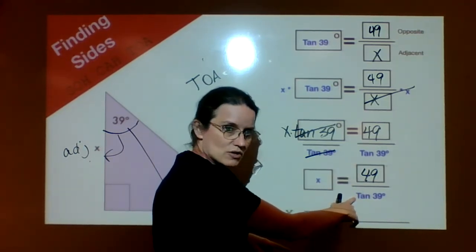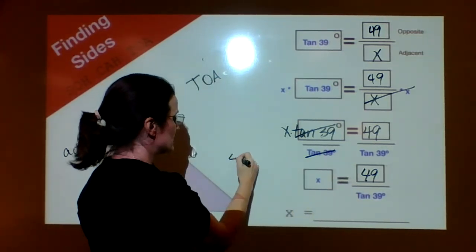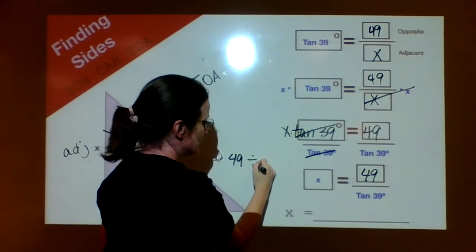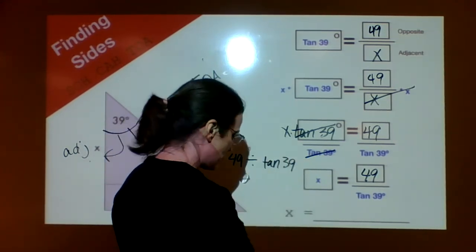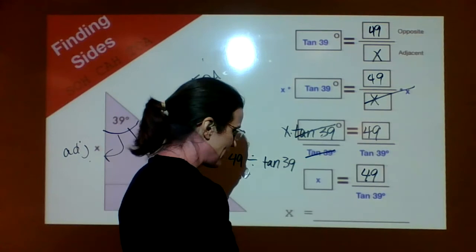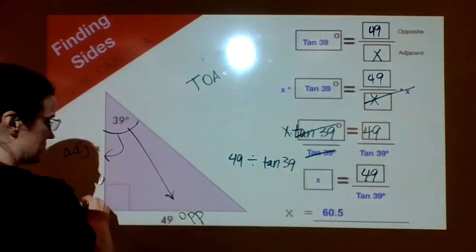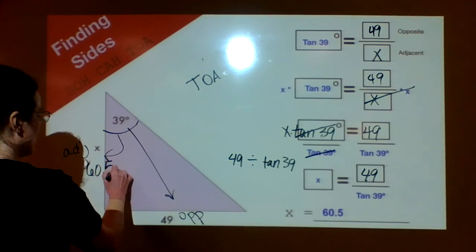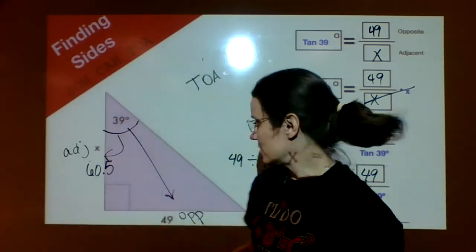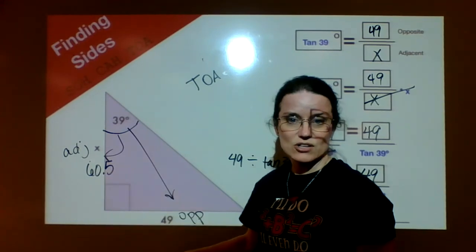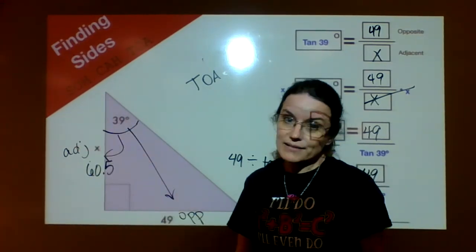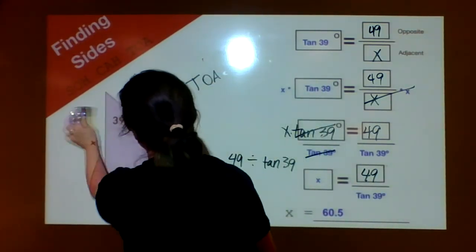This is something you can plug into your calculator. You're going to type 49 divided by tangent of 39. And when you plug all that in, in this case we end up getting 60.5. You think, well, if this side is 49, yeah, it could make sense to have a side that's around 60 in that triangle. It's a big triangle, but it is what it is.